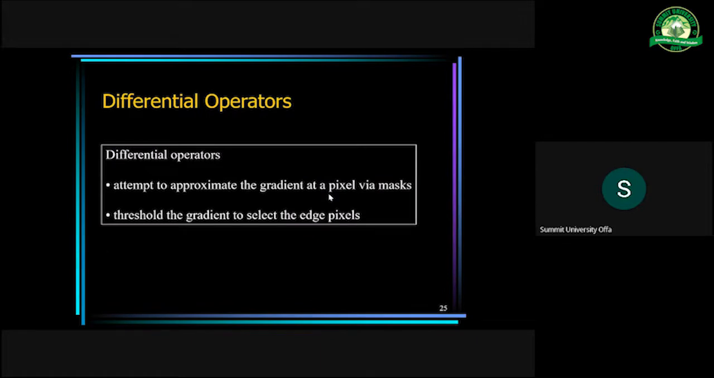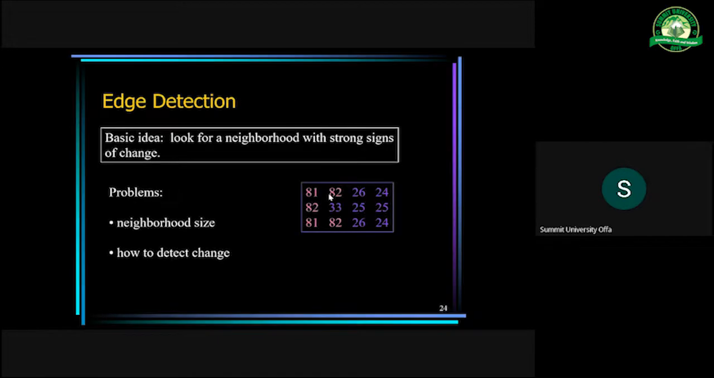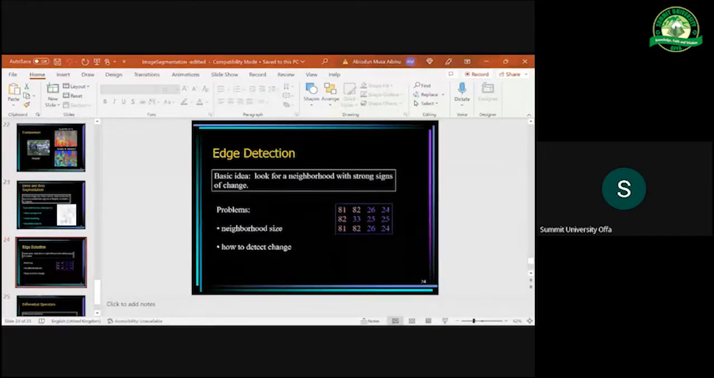And then we also have the differential operator. You can also use that to determine your edges. The differential operator is just what you have learned in your bachelor's or in your secondary school, dy/dx, change in vertical over change in horizontal. And the last one, threshold the gradient to select the edge itself. So that is just a brief introduction. But the main issue which I want us to look at is now here.